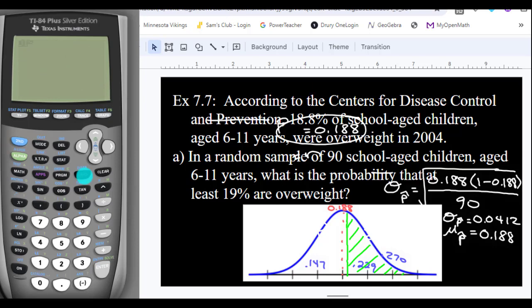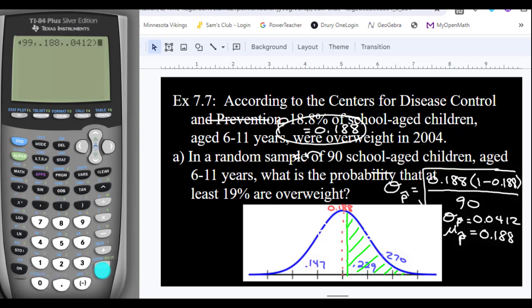We do our second variables again, down to normal CDF, and our lower boundary this time is, when we're looking at that picture, since we wanted greater than or equal to the 0.19, our lower boundary is the 0.19. And then we want everything above that, so we're going to put in 1 second comma for the E99. Our mean value is 0.188, and our standard deviation 0.0412.